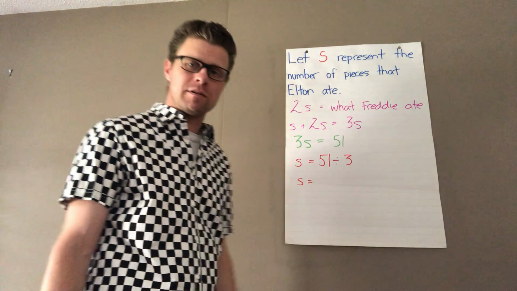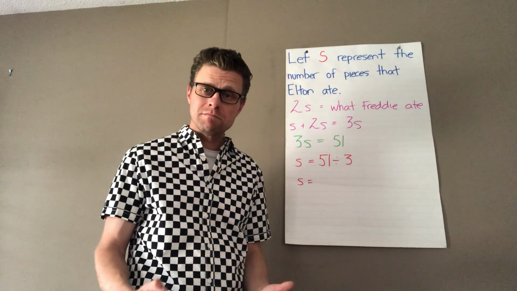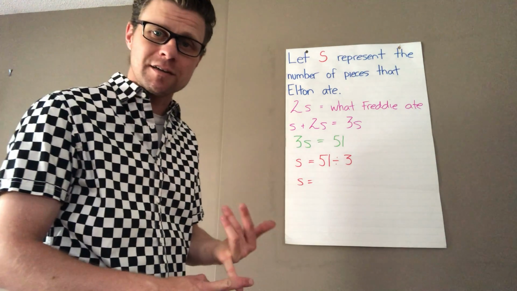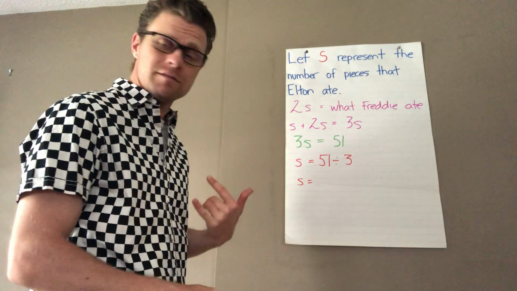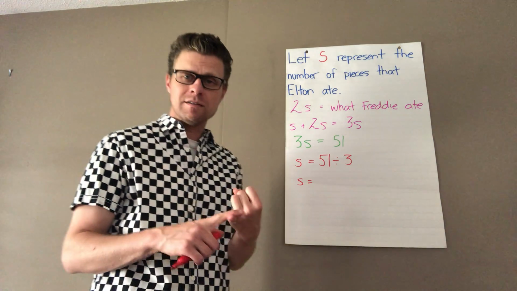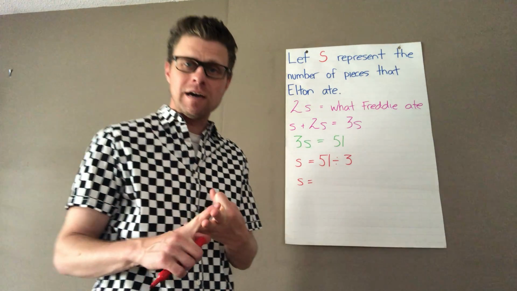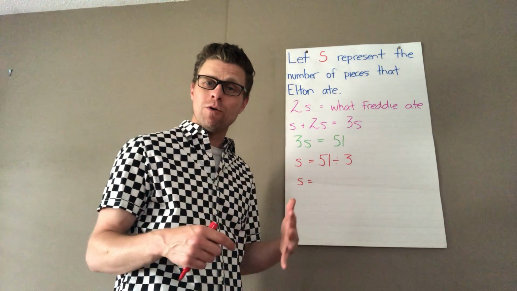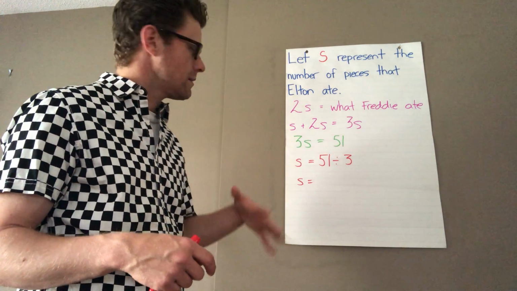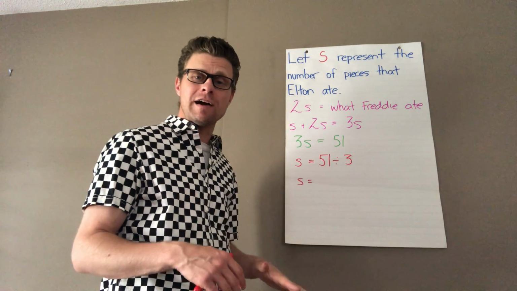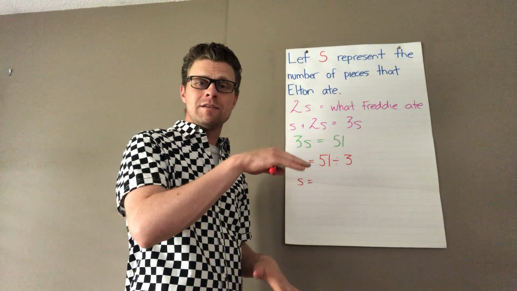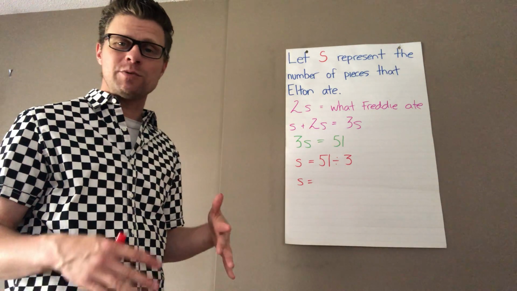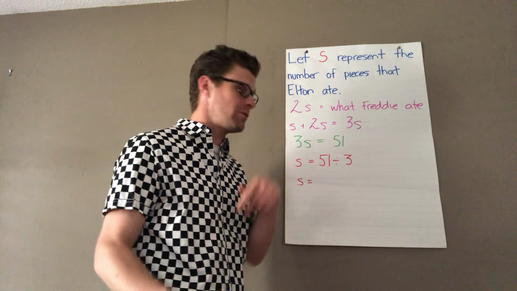Try a lower number. 15. Skip count by 15. Does it go in evenly? 15, 30, 45? No. So we know that 51 is between 45 and 60. So that means S is somewhere between 15 and 20, because those were the two numbers we started with.